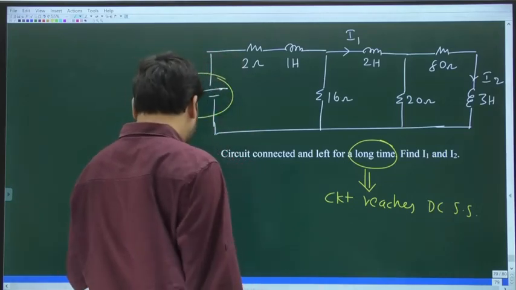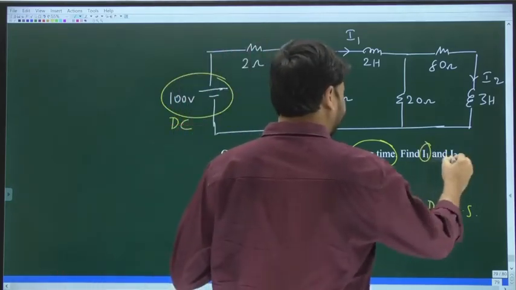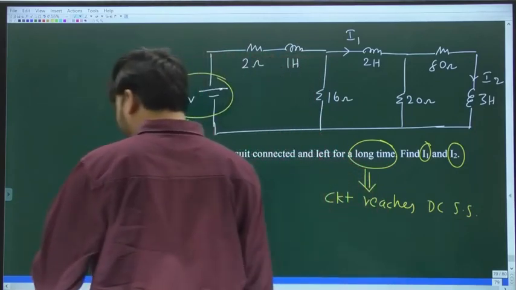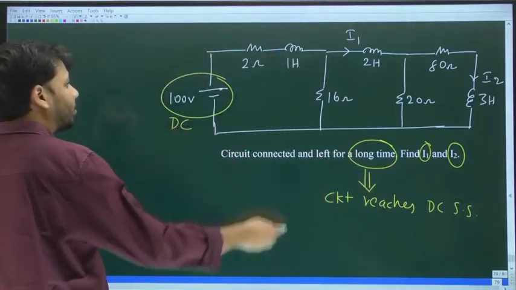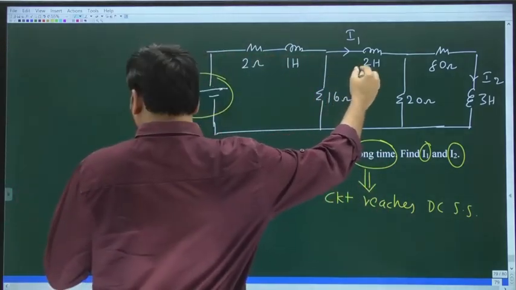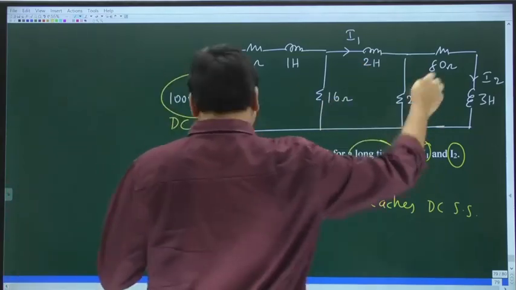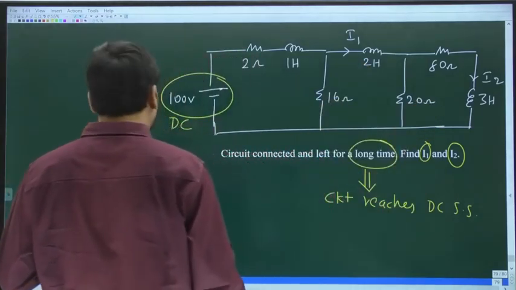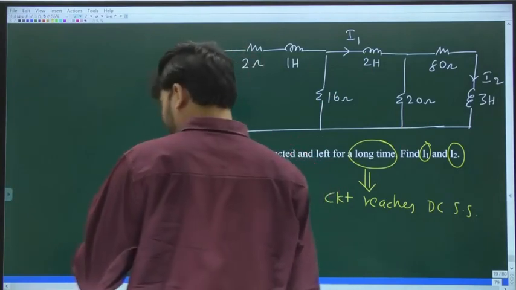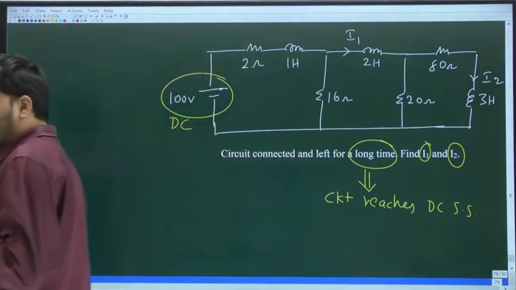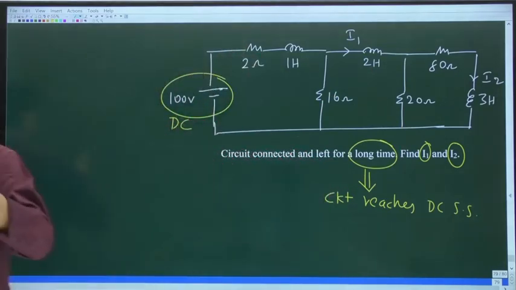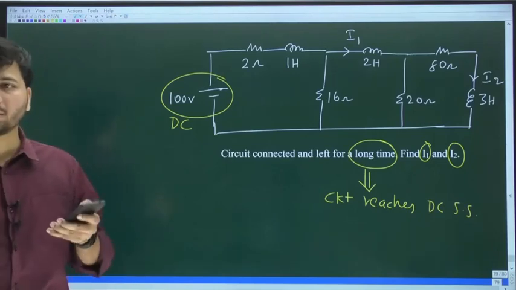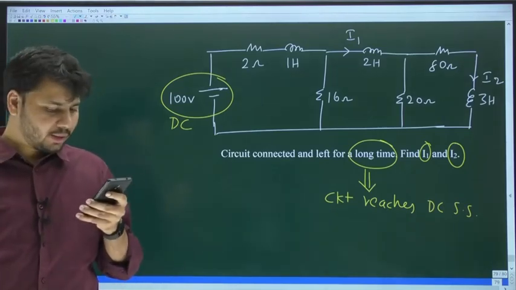So when the circuit reaches DC steady state, you should find the values of I1 and I2. I1 is the current through the 2 Henry coil, and I2 is the current through the 3 Henry coil. Please find the values of I1 and I2. Type in the chat box the values of I1 and I2.